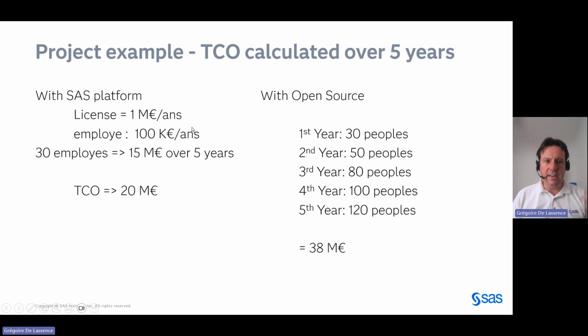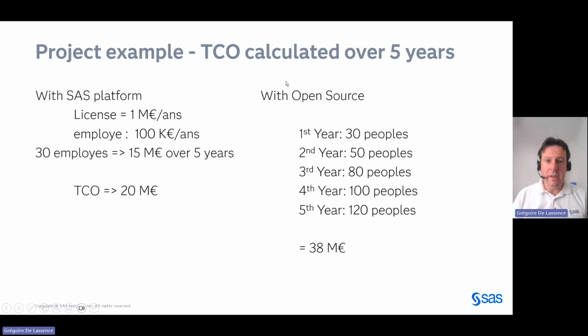A little example to get it: with an expensive license from SAS at 1 million per year, and we will consider one employee costs 100K per year, which is not the truth, but makes the calculation easier. If you've got 30 employees on your project, your total cost of ownership will be 15 million for your employees, plus 5 million for SAS, plus the platform. I will let it aside, but something like 20 million.